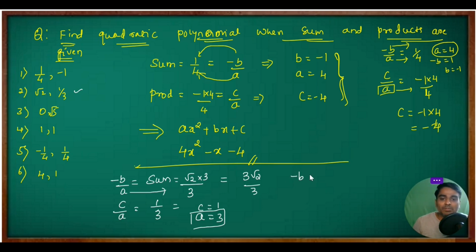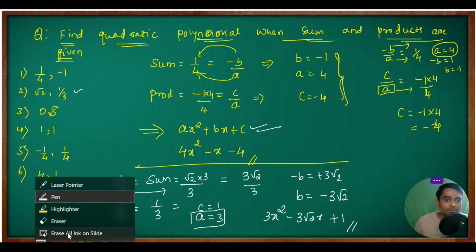Now you compare what is your b equal to. Minus b is equal to 3 root 2, then b is equal to minus 3 root 2. So you got a, b, c values, put them in the standard form. What is standard form? ax square plus bx plus c. So a is 3, 3x square plus bx. What is b? Minus 3 root 2 x, plus c, which is 1. This is the required quadratic polynomial here.